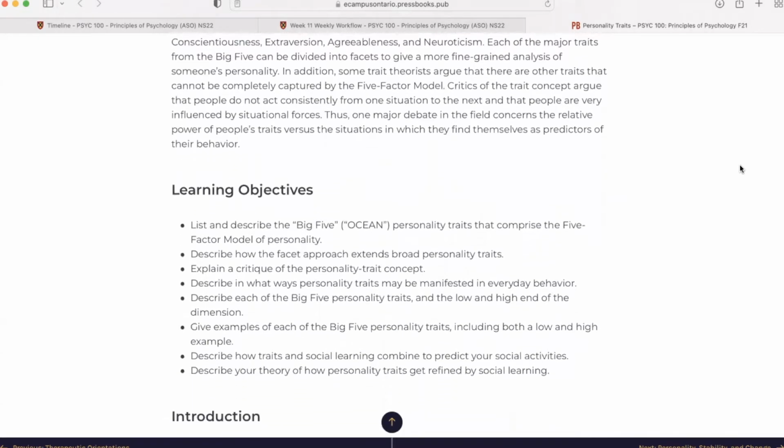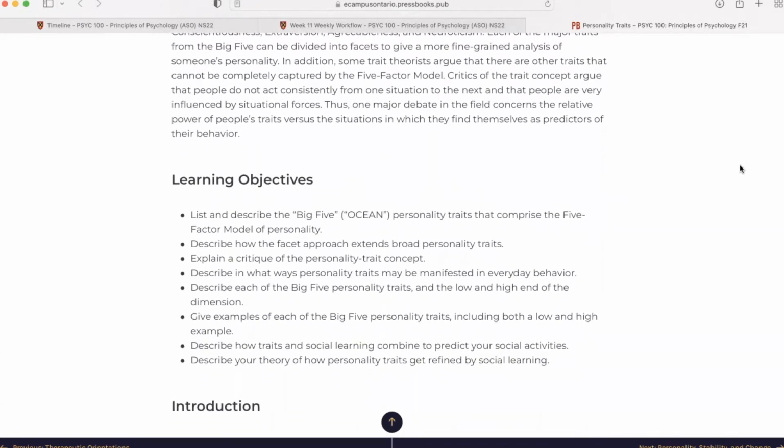The learning objectives to keep in the back of your mind as you read along or are listening to this on the podcast are as follows. List and describe the Big Five, OCEAN, personality traits that comprise the five-factor model of personality. Describe how the facet approach extends broad personality traits. Explain a critique of the personality trait concept. Describe in what ways personality traits may be manifested in everyday behavior.